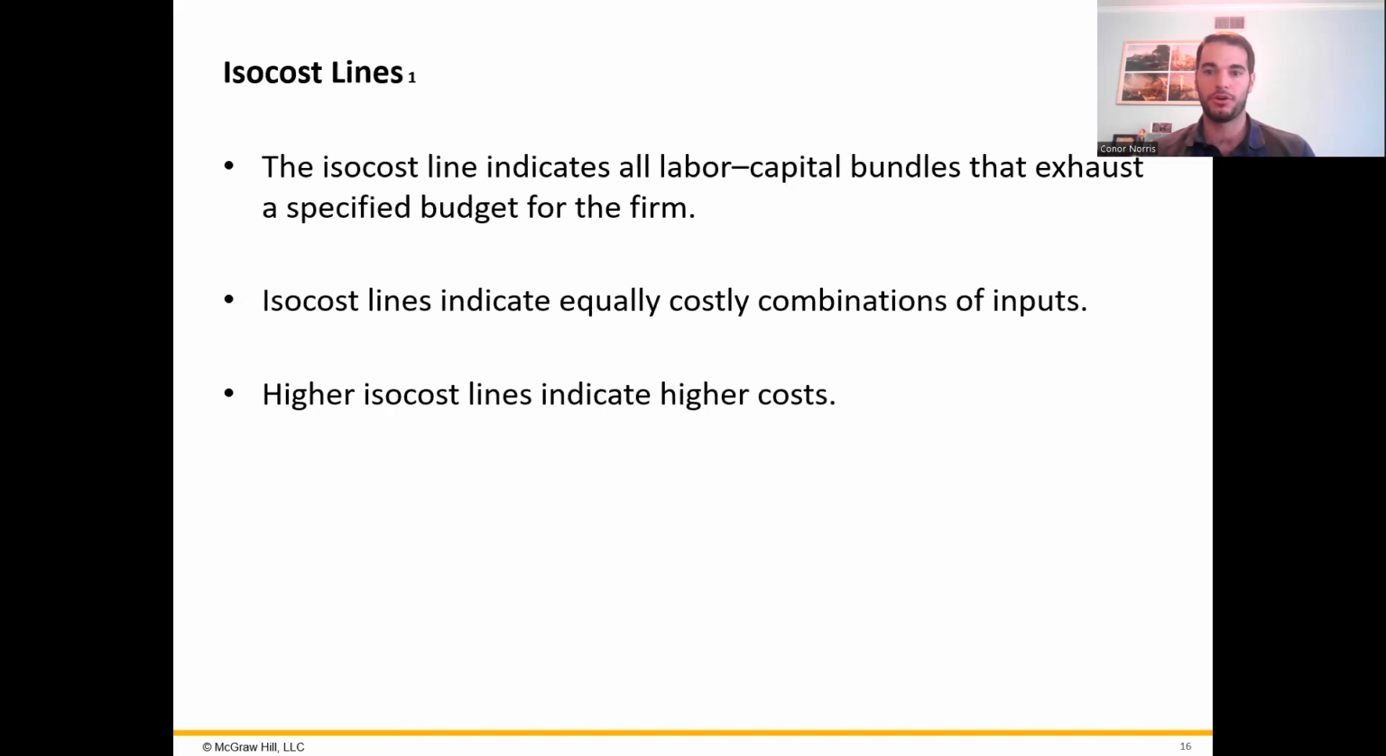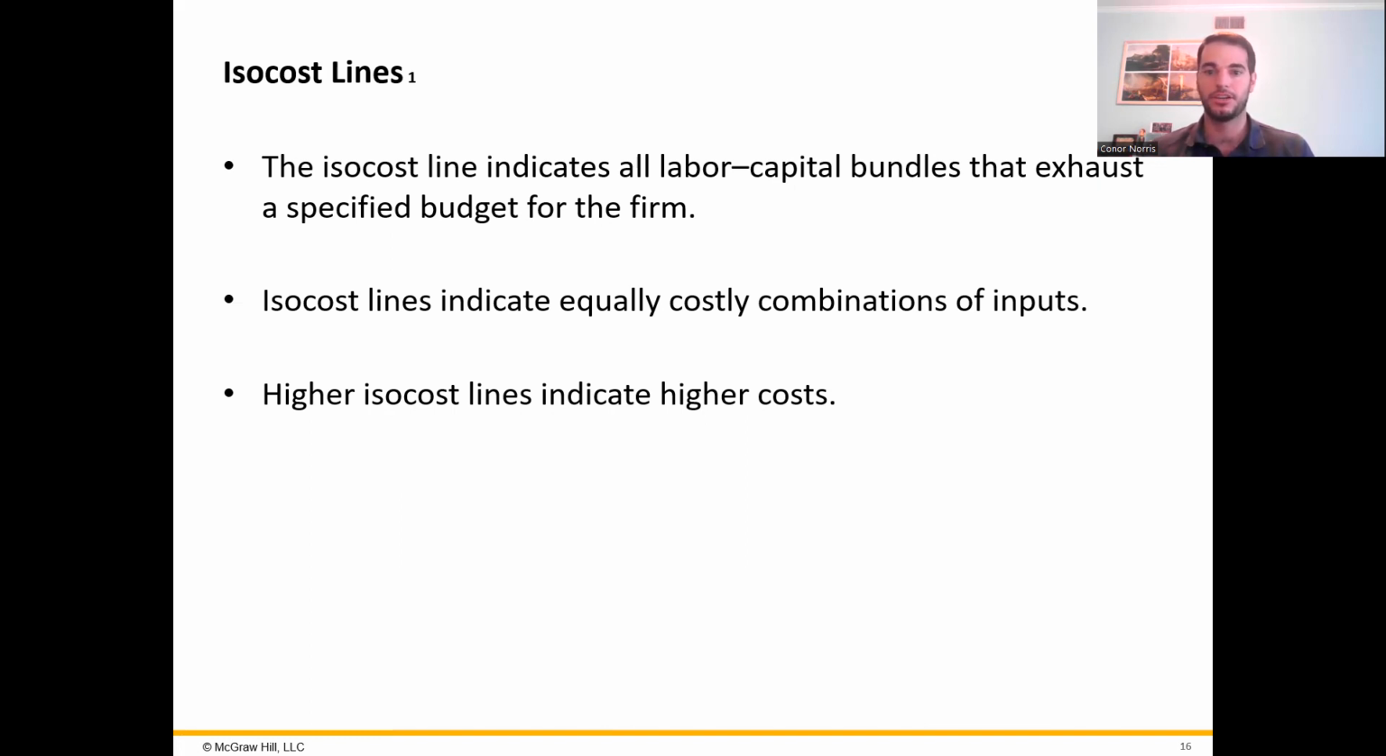In the real world, firms don't just want to know what's possible. They also want to know how to minimize costs, because that's a serious consideration for firms operating in a market context where they have a hard budget constraint. This is where isocost lines come in. Just like isoquants help us understand the trade-offs between labor and capital in terms of production, isocost lines help us understand the trade-offs between labor and capital in terms of cost to the firm.